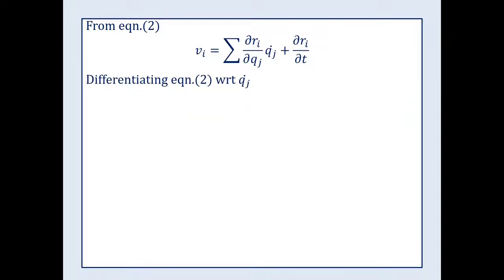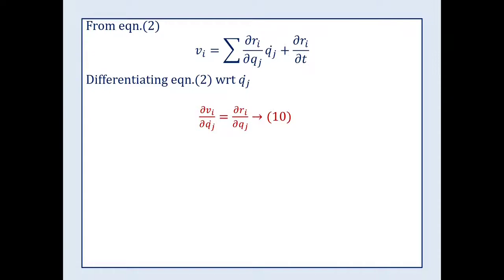So we know equation number 2. Equation number 2 is vi is equal to summation ∂Ri/∂Qj into δQj dot (Qj dot), plus ∂Ri/∂t. Now let us differentiate this equation number 2 with respect to Qj dot. So if I differentiate equation 2 with respect to Qj dot, I will get ∂vi/∂Qj dot. In the second term, we do not have Qj dot, so differentiating that will give you 0.